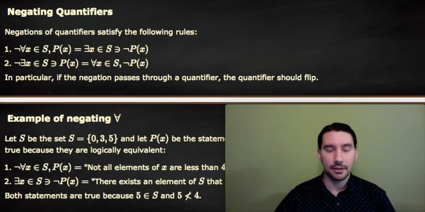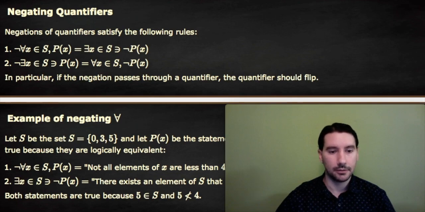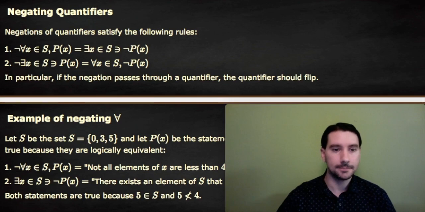In this lesson, we're going to talk about negating quantifiers. When you negate a quantifier, pretty much the only thing to remember is that you switch the quantifier when you pass a negation through it. We've talked about the existential quantifier, there exists, and the universal quantifier, for all. And you switch from one to the other when you pass through a negation.